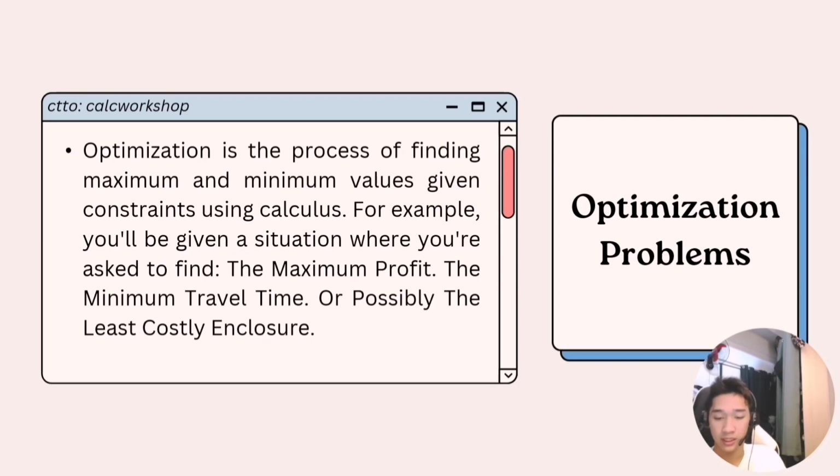So sa madaling salita natin, yung optimization problems ginagamit natin siya para mahanap yung largest or smallest value ng isang quantity, di ba? Given na may ilang constraints or limits dun sa ating problem. Lagi yung sinasabi yung maximum profit or the minimum, andun lagi yung maximum and minimum, tapos may dagdag pa na value of some quantity.